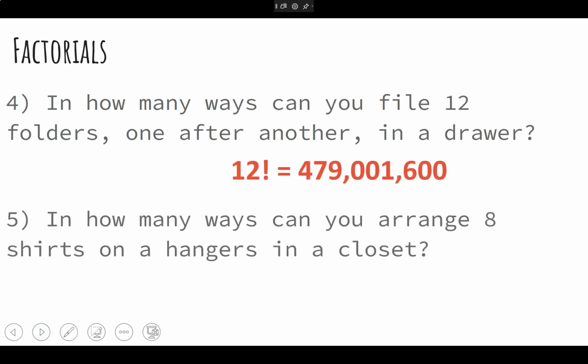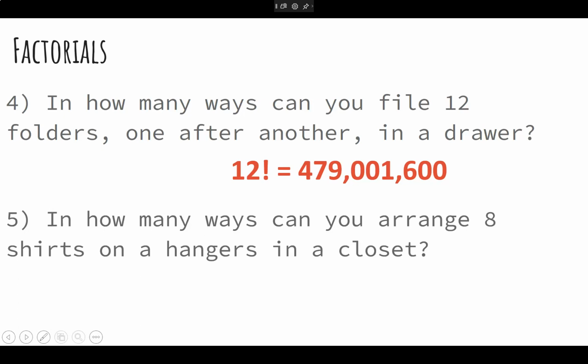479,001,600. Yes. So there are 479,001,600 ways to organize those 12 folders. I know, it's crazy. So how many ways?